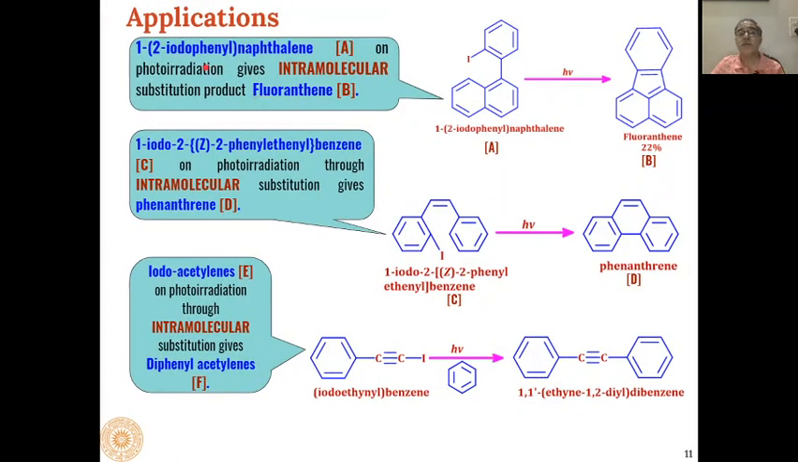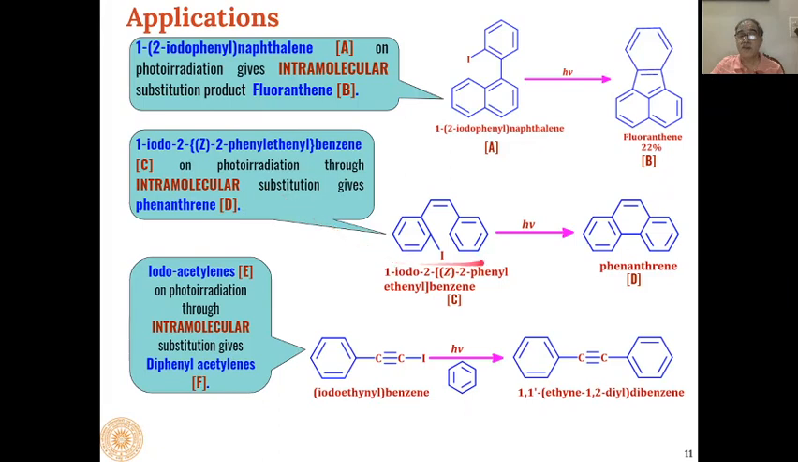Some more examples here. All these examples belong to intramolecular photosubstitution reactions. For example, if we have these iodophenyl naphthalenes, with H from here and I radical from here, this will be photosubstituted at this position, and we will form a carbon-carbon bond with the elimination of iodine radical and H radical, and we will get fluoranthene in 22% yield through the photosubstitution reaction.